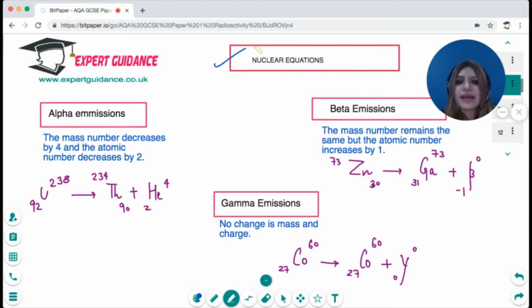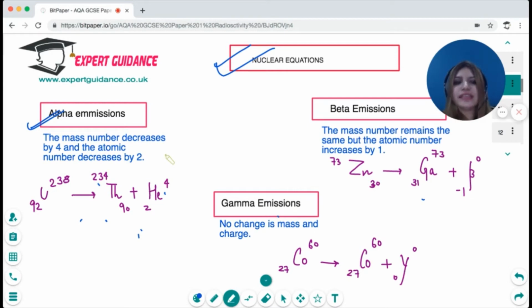Now in the exam they can give you a nuclear equation. In the nuclear equation, remember, whenever an alpha particle is emitted, the mass number goes down by 4 and the atomic number by 2. In beta, the mass number remains the same but the atomic number increases by 1, and in gamma there is no change.